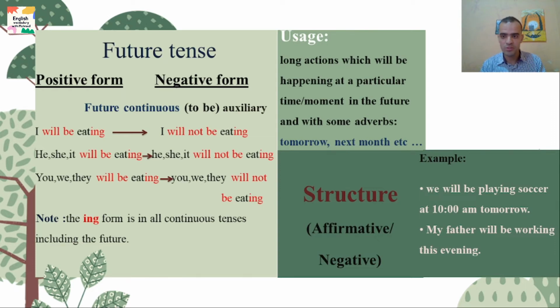So, first example: we will be playing soccer at 10 a.m. tomorrow. So, playing is a long action, an active verb. So, the act of playing will be taking place at 10 a.m. tomorrow. So, this is a future event. We don't know if it will happen or not. But this is a decided plan, a planned action that is very long, and it will be happening at a particular time in the future. Okay, I hope it's very clear for you.